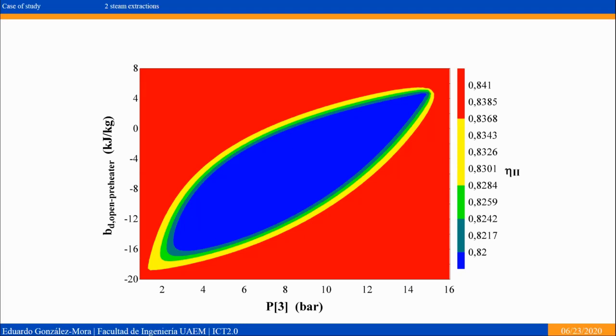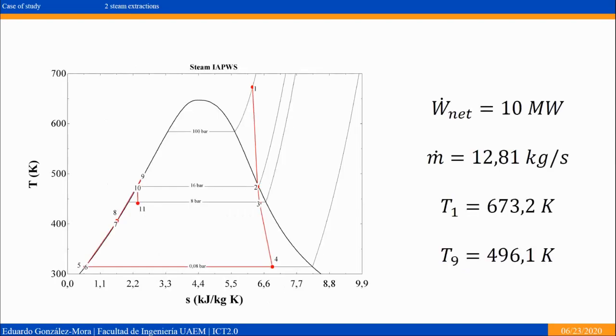However, including all the equipment at 7 bar, the surface of the feed water preheater increased considerably. But at 8 bar, it seems to be a fair relation between high efficiency and a proper size of the feed water heater. Once this pressure is determined, it's possible to characterize all the states of the cycle as represented in the temperature entropy diagram. For the 10 megawatts output, 12.81 kilograms per second of steam are required, and the temperatures for high and low condition in the heat engine are 672 and 496 Kelvin.